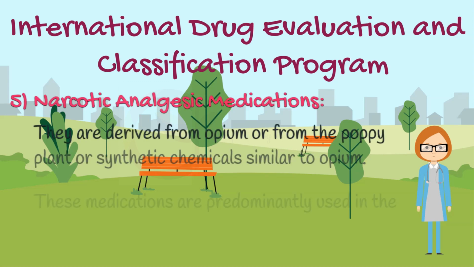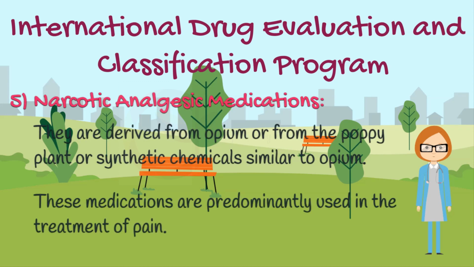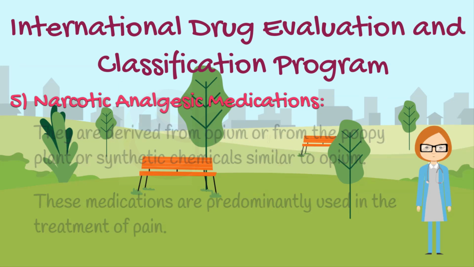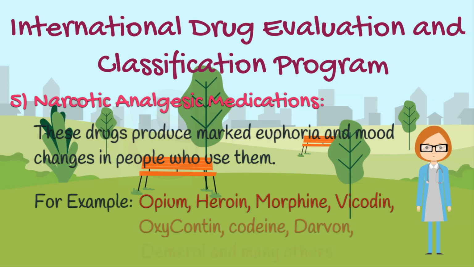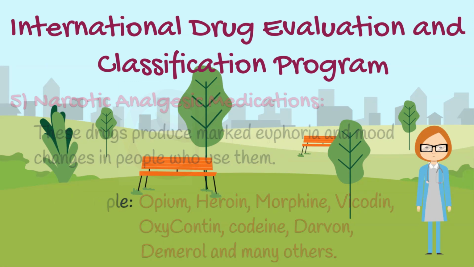Narcotic analgesic medications are derived from opium, or from the poppy plant, or synthetic chemicals similar to opium. These medications are predominantly used in the treatment of pain. These drugs produce marked euphoria and mood changes in people who use them. They include opium, heroin, morphine, Vicodin, OxyContin, codeine, Darvon, Demerol, and many others.